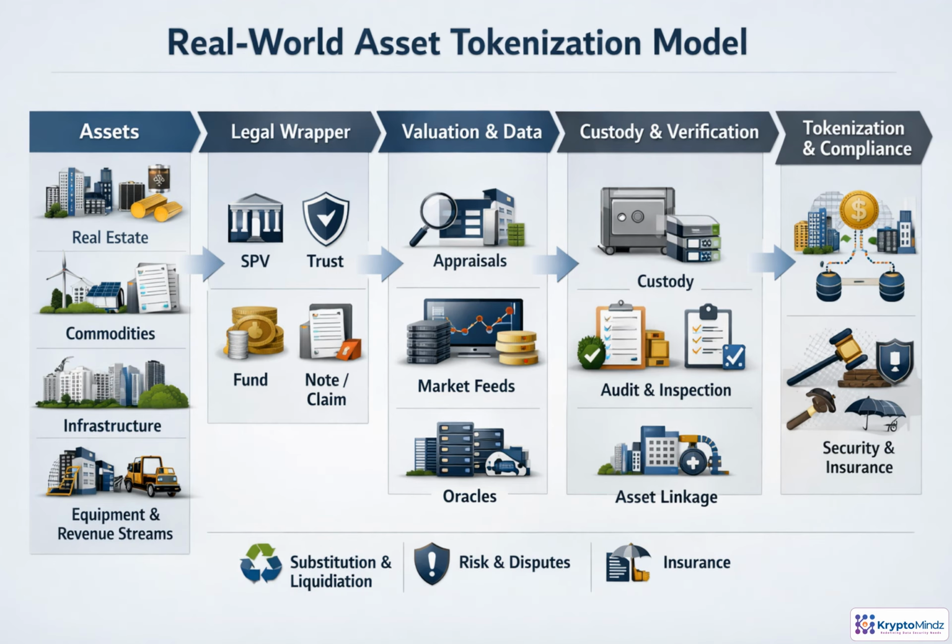Tokenizing a real-world asset requires more than minting a token. The asset first needs a legal wrapper that gives investors an enforceable claim, such as an SPV, trust, fund unit, or note. Its value must be supported by appraisals, market data, audits, or oracles. Custody proves the asset exists and is controlled. Compliance rules, insurance, liquidation rights, substitution procedures, and dispute handling then help keep the token tied to reality.